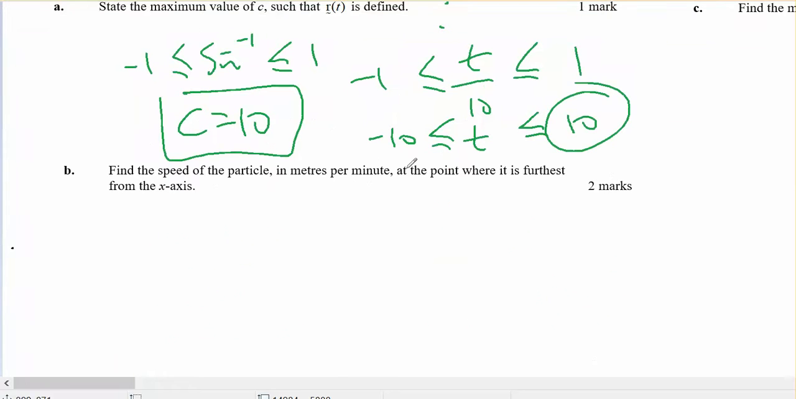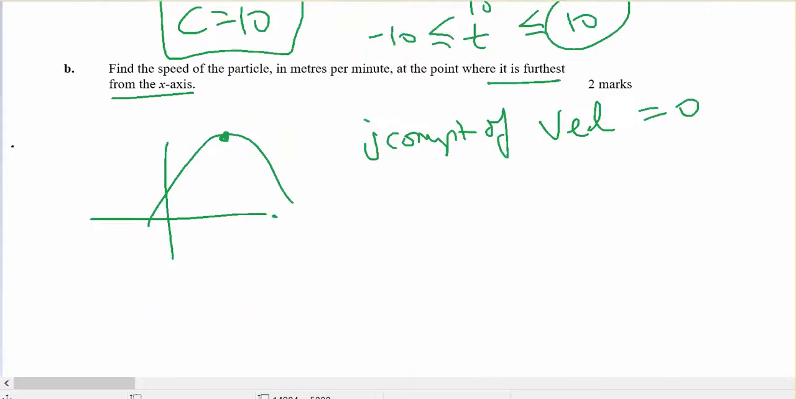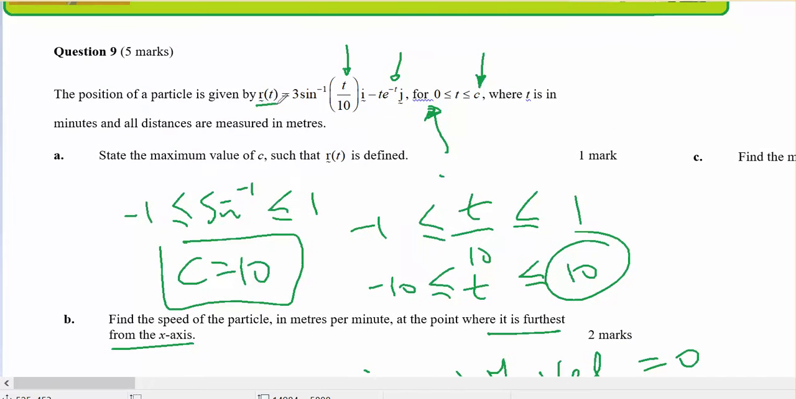Okay, find the speed of the particle at the point where it's the furthest distance from the x-axis. So the point where it's the furthest distance from the x-axis will be when the j component of velocity equals 0. That's when it will be the furthest away from the x-axis. So I need the velocity. So this is position, so I need to take the derivative of this.